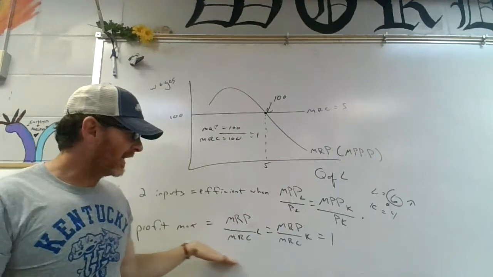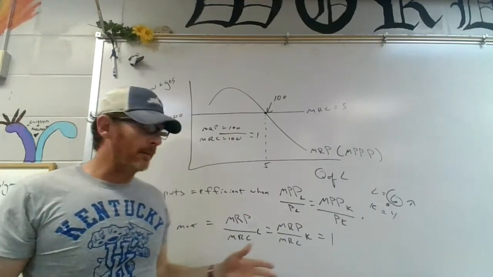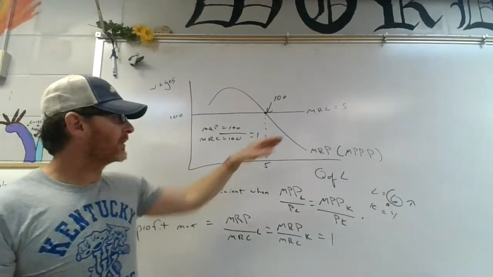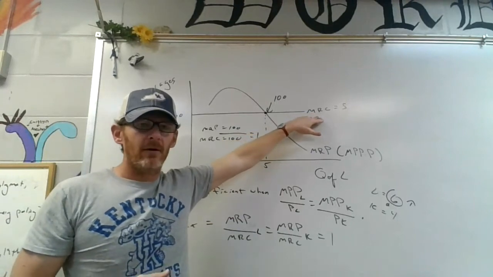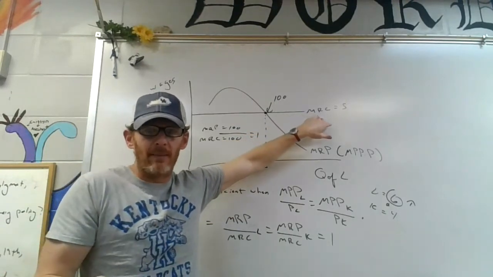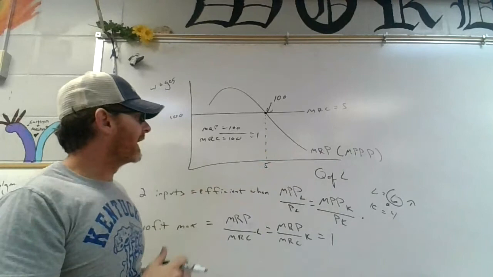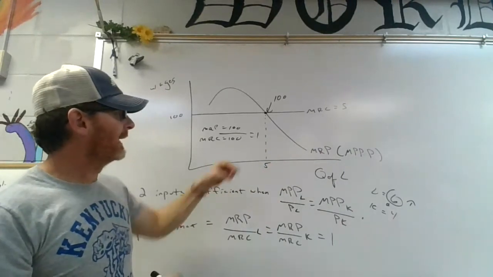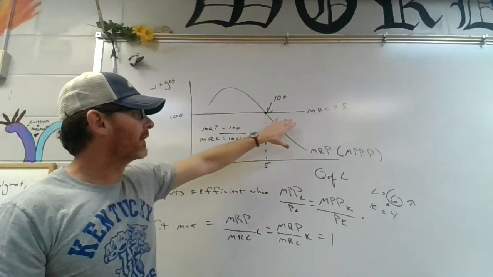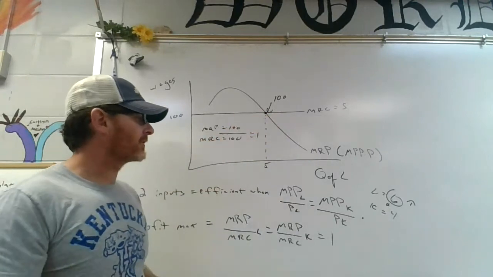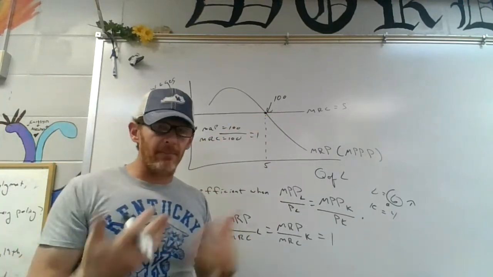So this looks a lot more complicated than it is. Remember a couple things. Again, MRC is just the price of labor, just how much it's going to cost, or price of capital in this case. And MRC and MRP are the same number where the two intersect. You can kind of play around with these numbers.